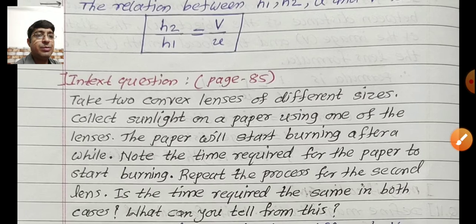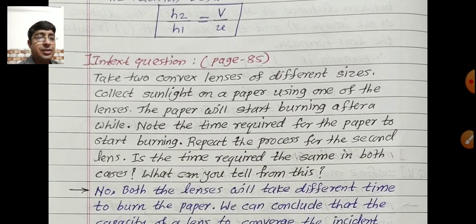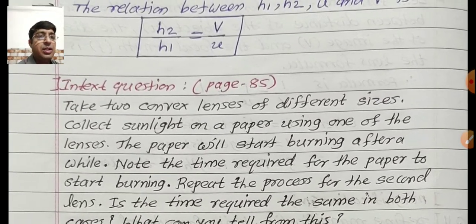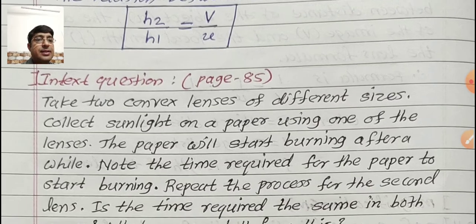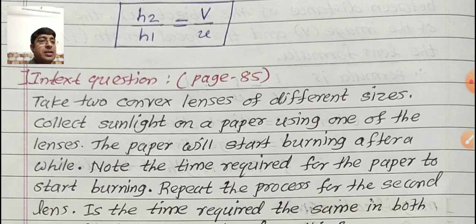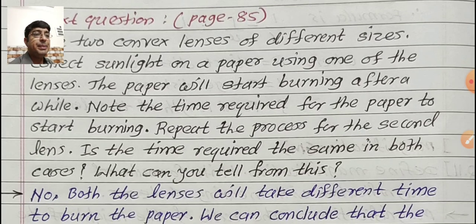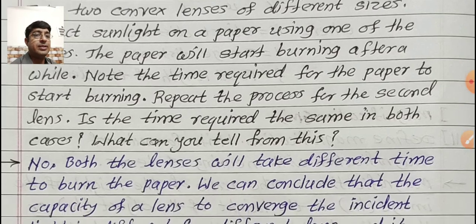Now, in the textbook question given here, what is that question? Take two convex lenses of different sizes, collect sunlight on a paper using one of the lenses. The paper will start burning after a while. Note the time required for the paper to start burning. Repeat the process for the second lens. Is the time required the same in both the cases? And what can you tell from this?